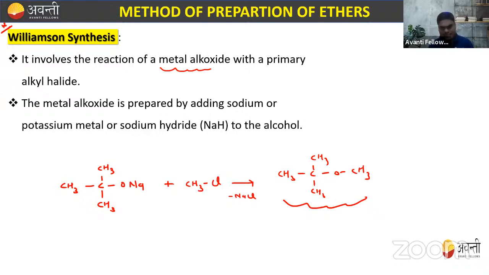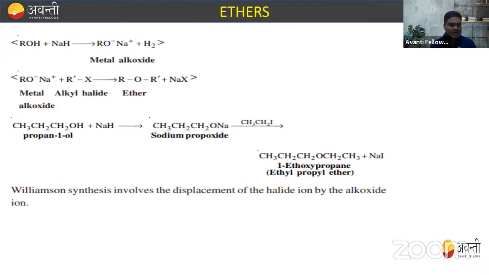Now here we can see how the alkoxide is produced. Whenever the alcohol is treated with the metal hydride, the metal alkoxide is formed. This is how the metal alkoxide is formed. Once the metal alkoxide is formed, it is treated with the alkyl halide to give the corresponding ether.